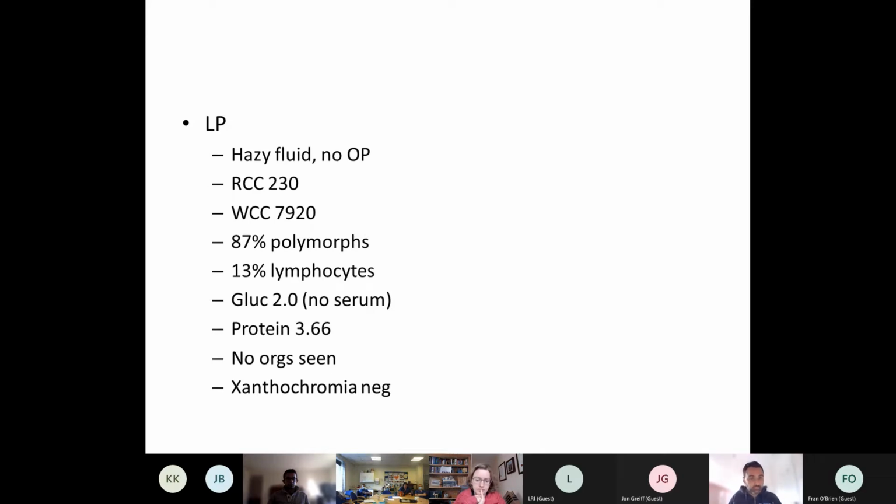So a lumbar puncture was done appropriately. This showed hazy fluid, and no opening pressure was measured. Red cells quite high, it was a little bit traumatic. White cells were almost 8,000, 87% polymorphs or neutrophils, 13% lymphocytes. The glucose was 2. No paired serum glucose was done at the time. Protein of 3.66. No organisms were seen on gram stain. Xanthochromia, for what it was worth, was done as well, and that was negative.